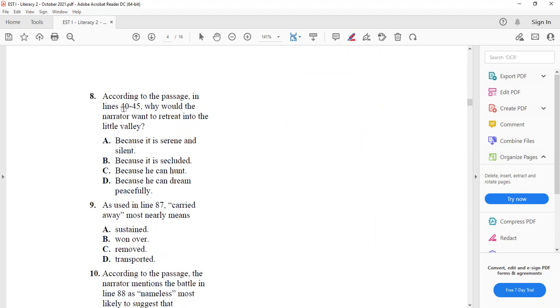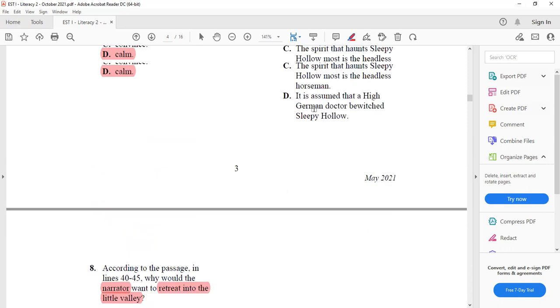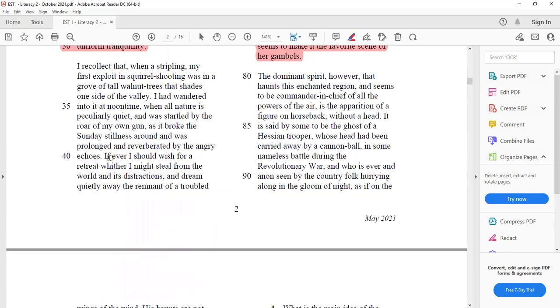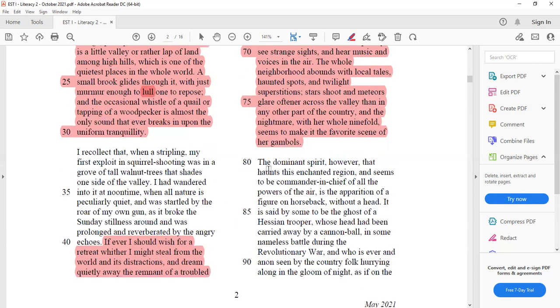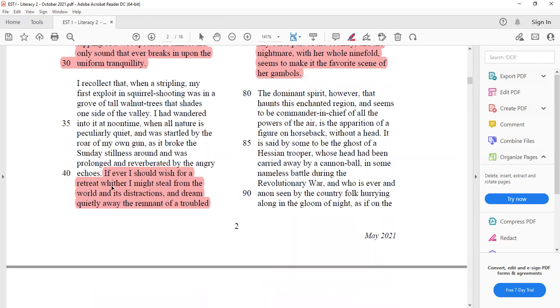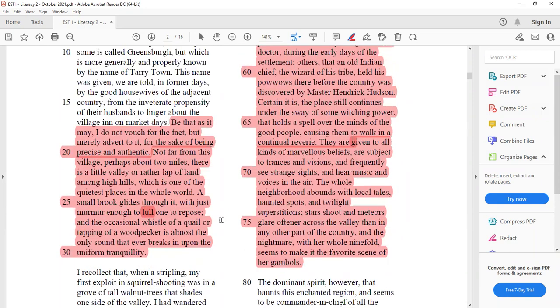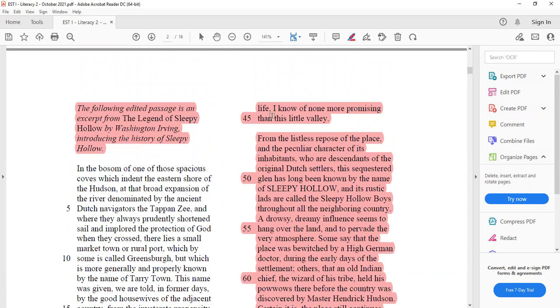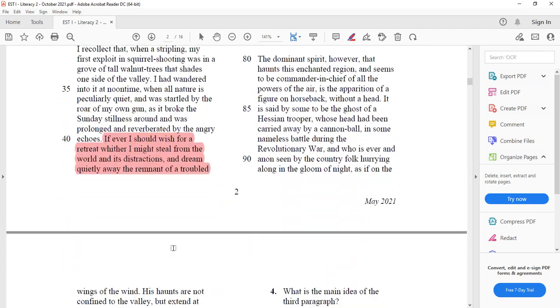It said, according to the passage, in line 40 to 45, why would the narrator want to retreat into the little valley? Okay, mister, what we're going to do right now, you have to read the sentence that is included in 40 to 45, just to know the answer. Retreat is here. To 45, I think we read it before, mister, yes? If ever I should wish for a retreat, whither means a quiet place, a place that forgets my problems, I might steal from the world and its distraction, and dream quietly away the remnant of troubled life, to be away from any trouble. I know of none more promising than this little valley. Which valley? The Sleepy Hollow. Okay, mister. Let's go to the question to find the answer.